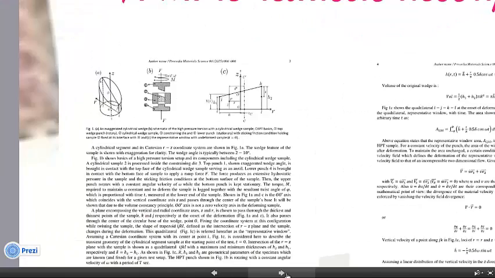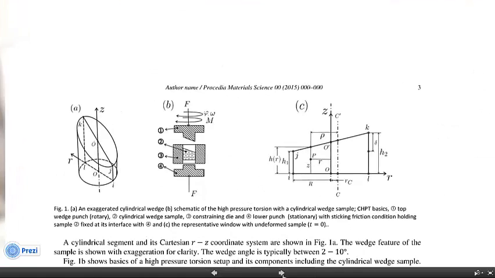To do that, we consider the sample to be a cylindrical segment rather than a perfect cylinder, and this cylindrical segment lets us account for the inaccuracies in the sample and the misalignments in the setup. Here we are showing exaggerated views of both the cylindrical segment and the setup. That is for ease of understanding and for better illustration.